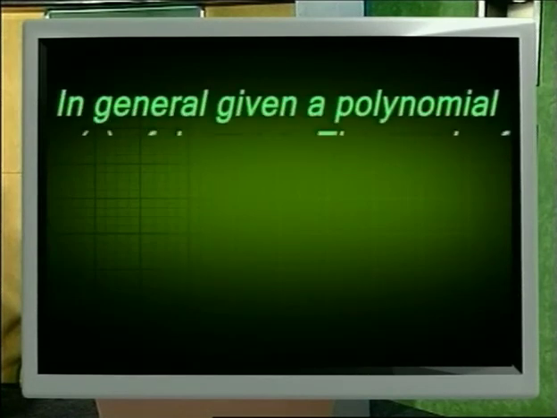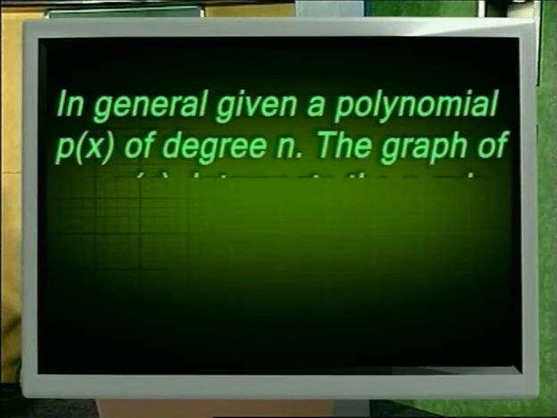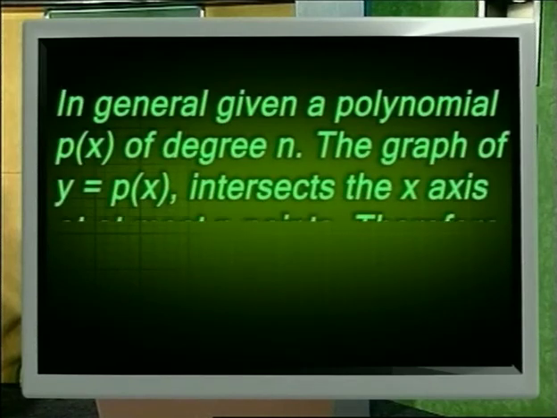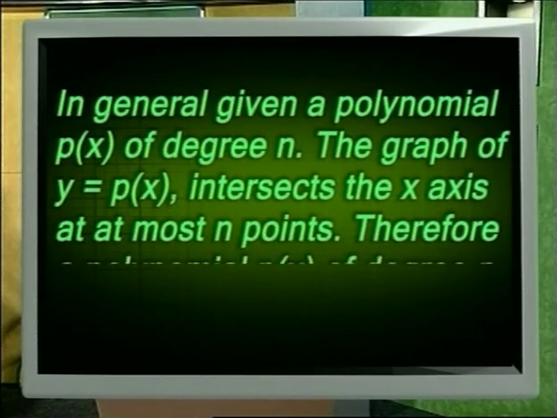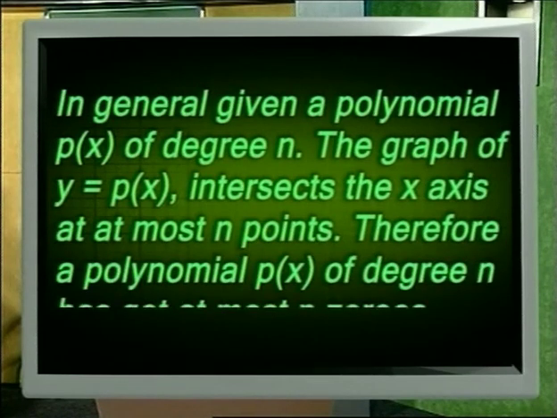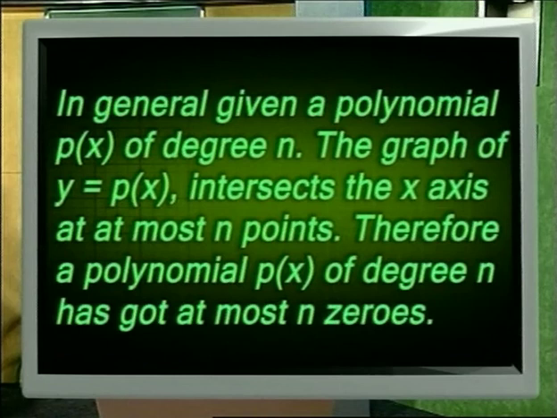Given a polynomial p(x) of degree n, the graph of y equals p(x) intersects the x-axis at most n points. Therefore, a polynomial p(x) of degree n has got at most n zeros.